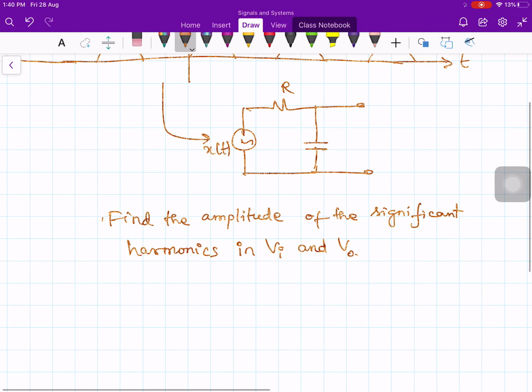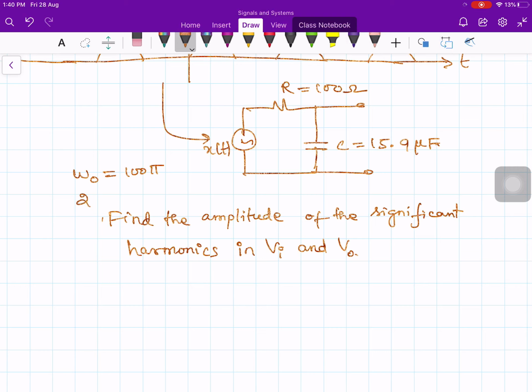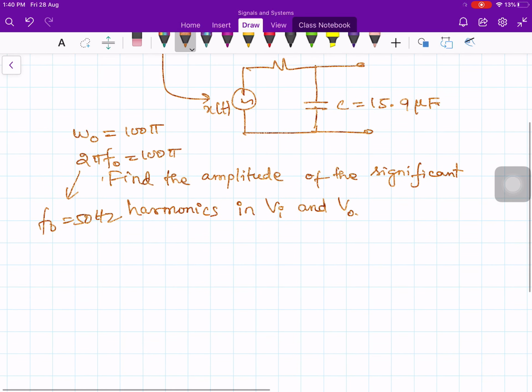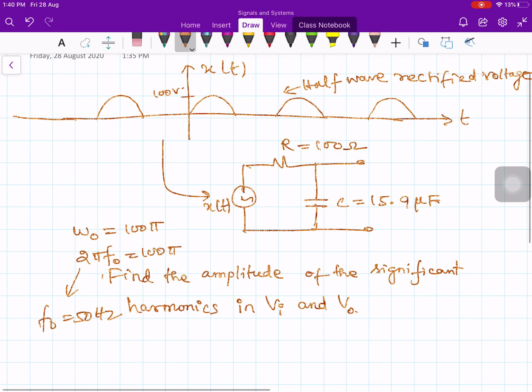Okay, now let us assume C is equal to 15.9 microfarad and R is equal to 100 ohm, and the angular frequency omega naught is equal to 100 pi. Therefore 2 pi f naught is equal to 100 pi, which implies f naught is equal to 50 hertz. Okay, the fundamental frequency is 50 hertz.